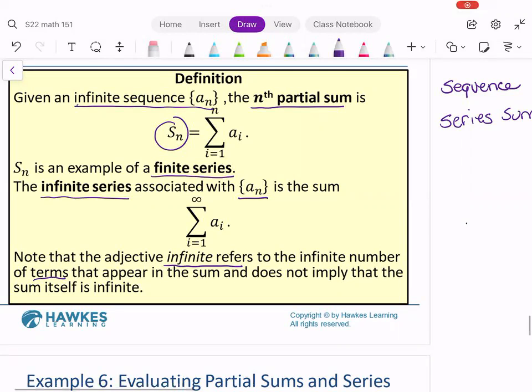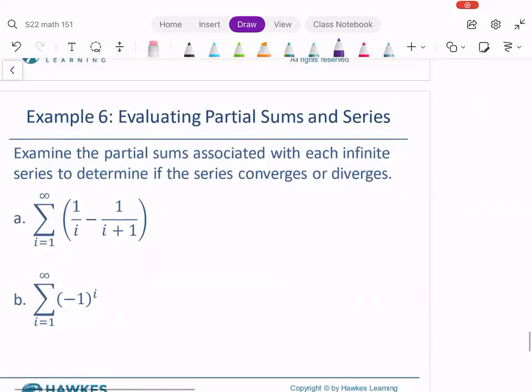And let's look at two examples of what happens there. We've already looked at our summation notation, and here we're going to look at two infinite series. So we're adding an infinite number of terms, and we're going to decide if the series converges or diverges. Converges just means that it's going to go to a single number. Diverges means that it's not going to approach a single number. Let's begin to look here.